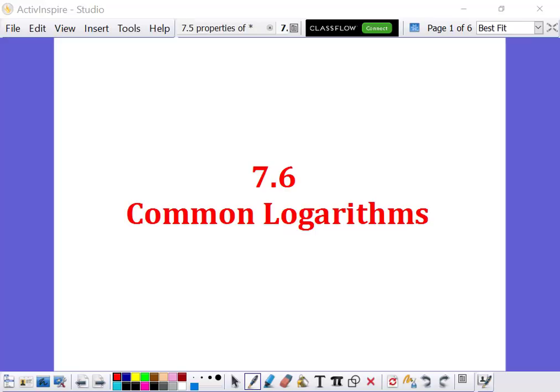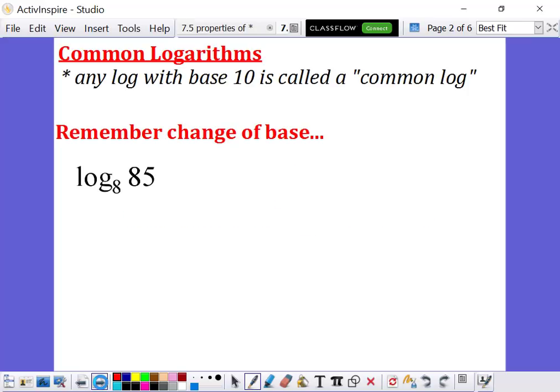Okay, so common logarithms, 7.6. Here we go. So what is a common logarithm? A common log is what we call any log that has base 10. Any log that has base 10 is called a common log. Base 10 is the common base, and remember that when we see common logs, or base 10, we don't actually even have to show it.